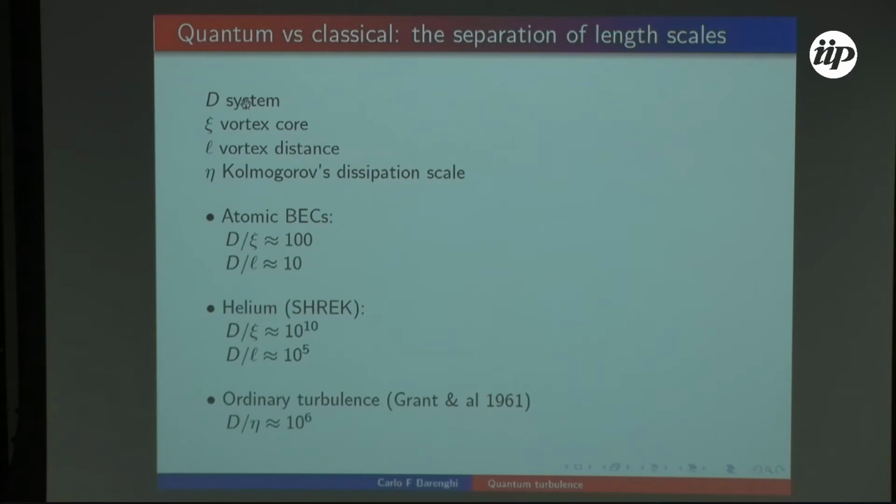Another point to make here, which we need to make, is actually to look critically at the length scales which we have in our quantum turbulence systems. So let me call d the size of the system, xi the healing length or the vortex core radius. So it's a small scale.